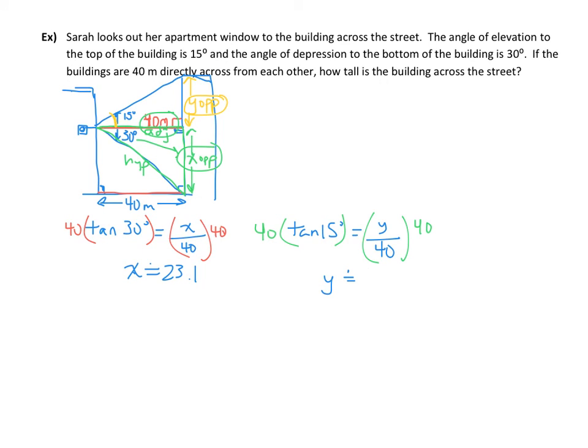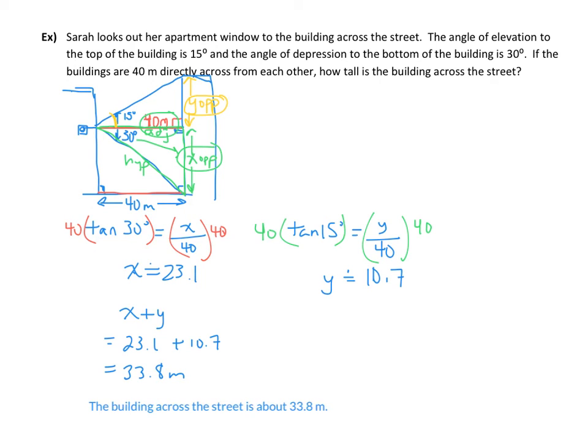Y is approximately 10.7. Collectively, x and y will make the total height of the building. So x plus y is the 23.1 plus the 10.7. Put that into the calculator, or just add that. That's going to be 33.8 meters. So therefore, the building across the street is about 33.8 meters. So again, don't forget to follow up those questions with a therefore statement, and make sure you include a diagram with your solutions.